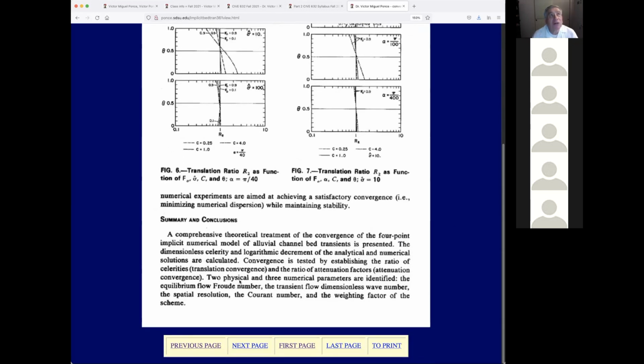So, summary and conclusions. A comprehensive theoretical treatment of the convergence of the 4-point implicit numerical model of alluvial channel bed transient is presented. Convergence is tested by establishing the ratio of celerities and the ratio of attenuation factors. 2 physical and 3 numerical parameters. The equilibrium flow Froude number, and not a whole lot of sensitivity on that. The transient flow dimensionless wave number. The spatial resolution, very important. The Courant number, secondarily, but important too. And the weighting factor, which is all important, obviously.